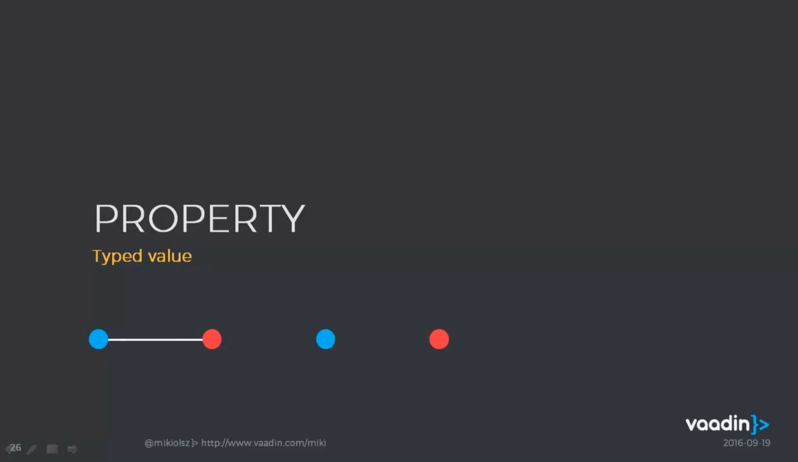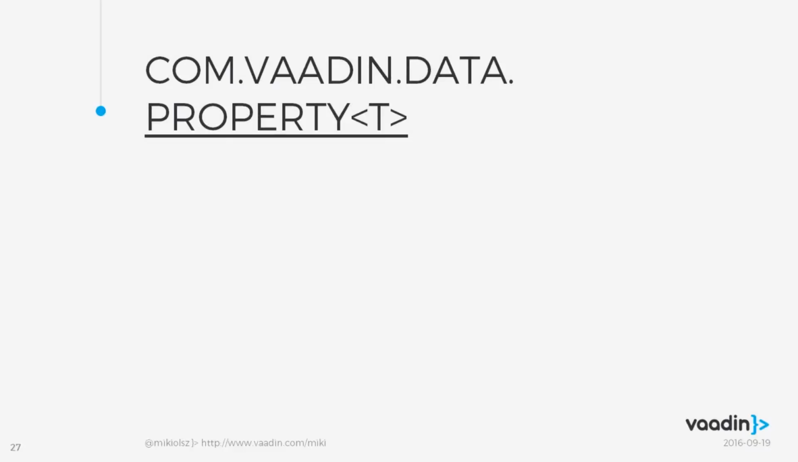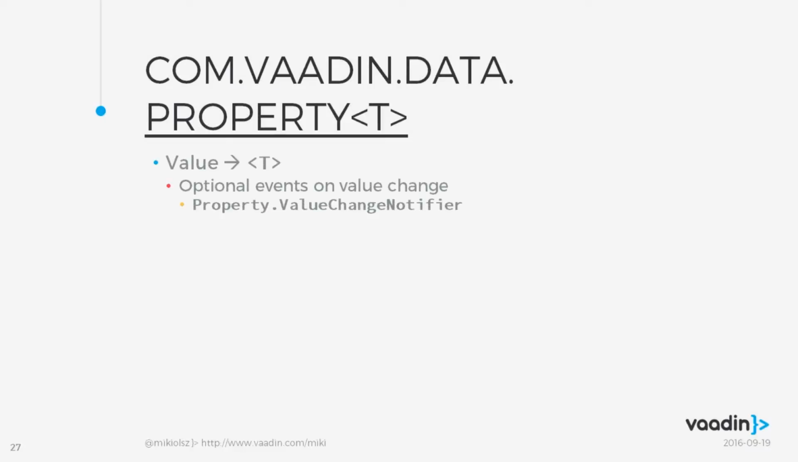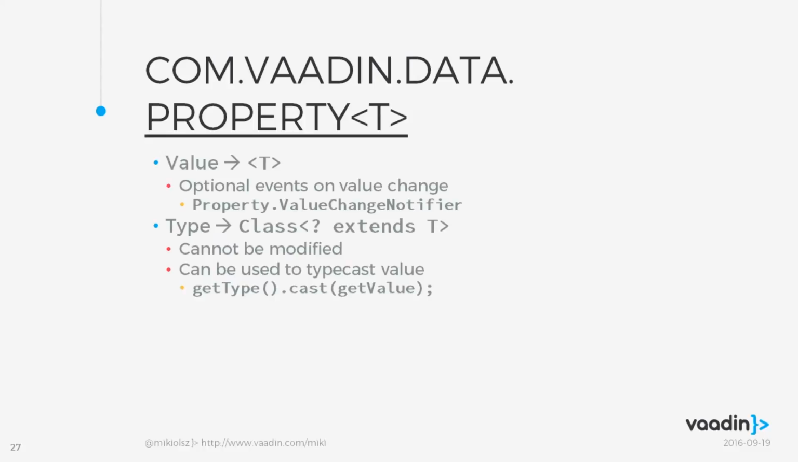Now a few words about what is there in the framework with respect to the Vaadin data model. So first of all, as I said, is the property, and it's generic. And then it has events when it changes. So value change event is what is going to happen if you implement, of course, value change notifier. The type of a property cannot be modified at runtime, and you can, of course, use it to typecast the value if you lose the generics somewhere in the process.